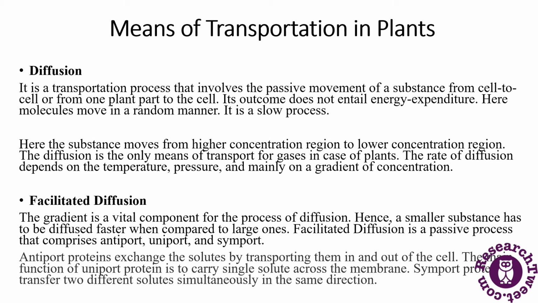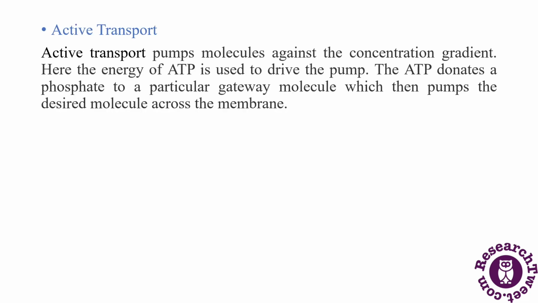The third means of transportation is active transport. In active transport, it pumps the molecules against the concentration gradient. So here energy is required. Energy in the form of ATP is required to drive the pump. ATP donates a phosphate to a particular gateway molecule, which then pumps the desired molecule across the membrane. So this is about active transport.